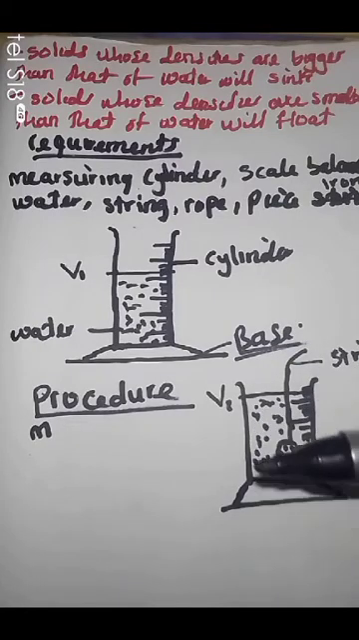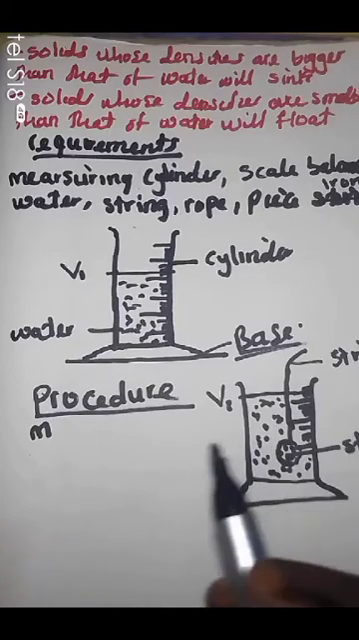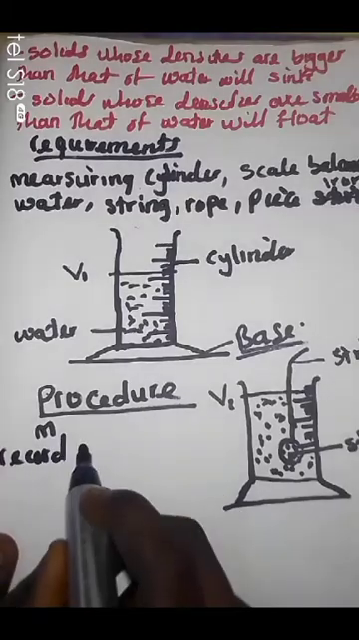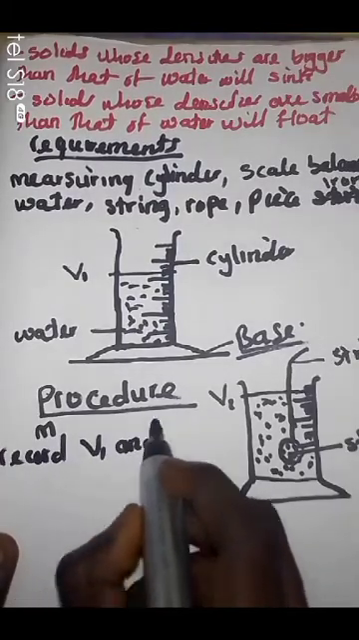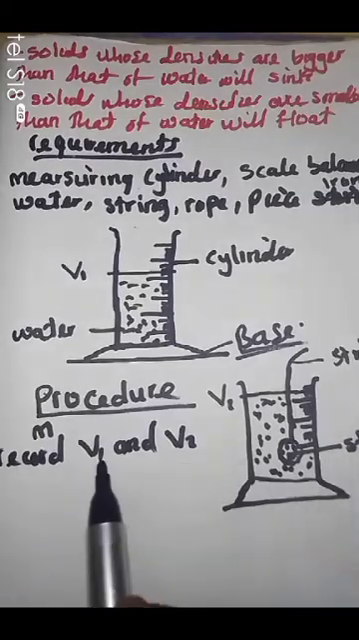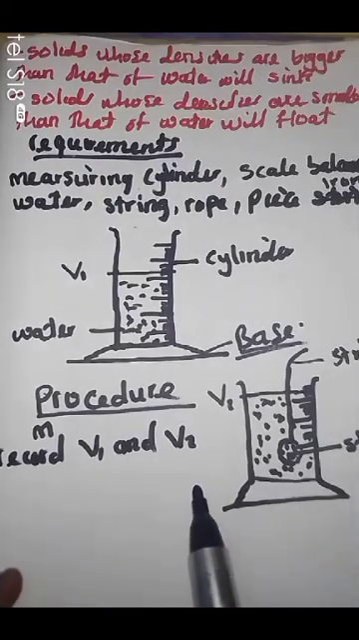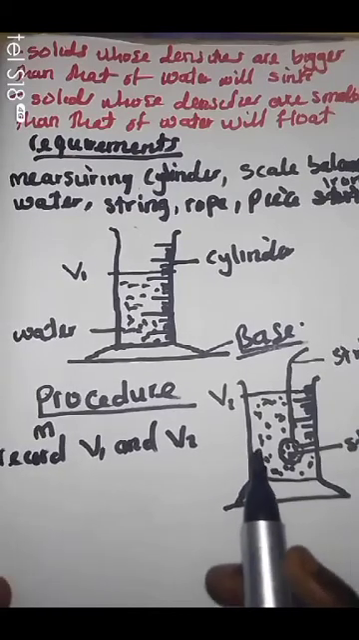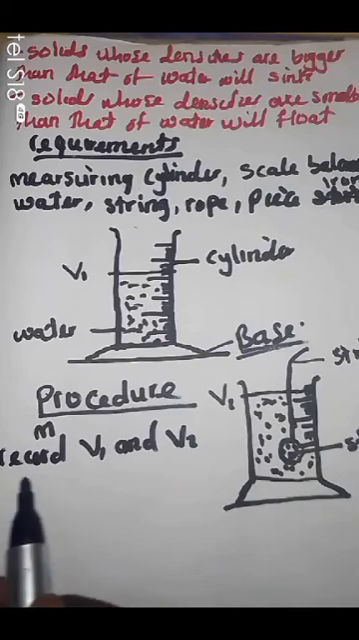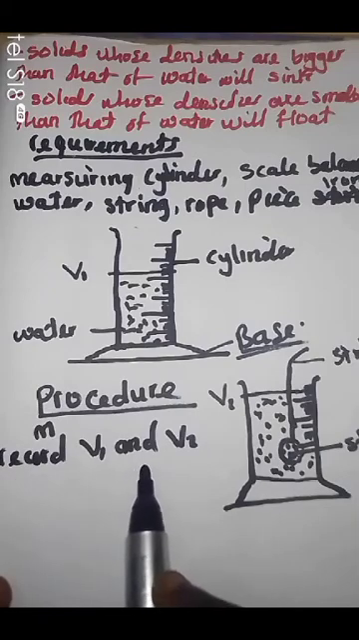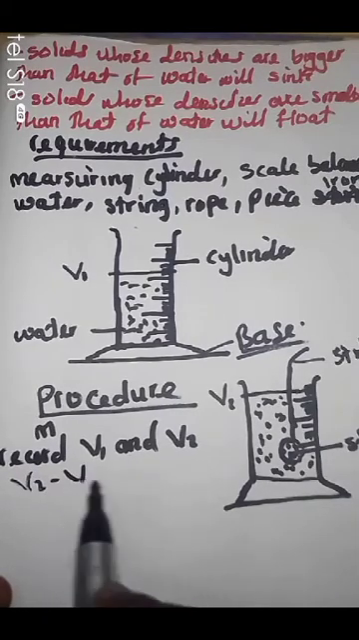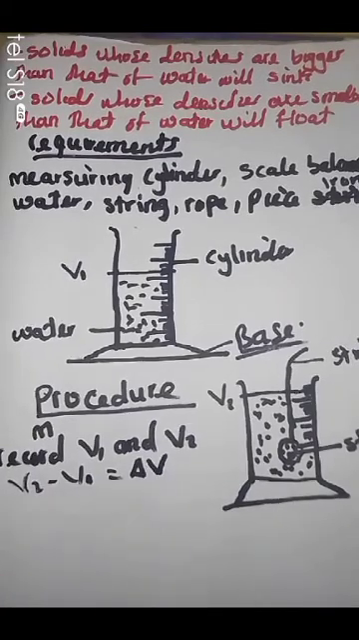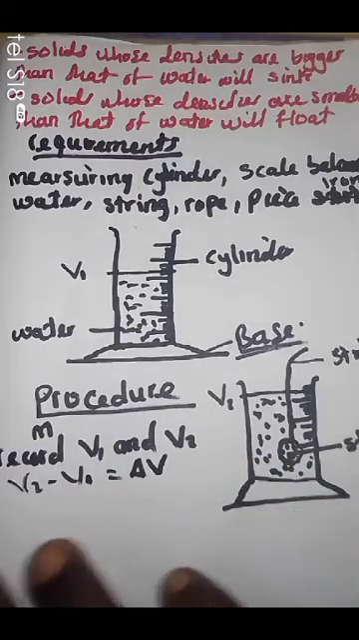Good. Then we record the value of V1 and V2. After recording our V1 and V2, we simply take their difference. We simply take V2 minus V1, and we can call that delta V. That's the change in V, the change in volume. So this is all about the procedure.